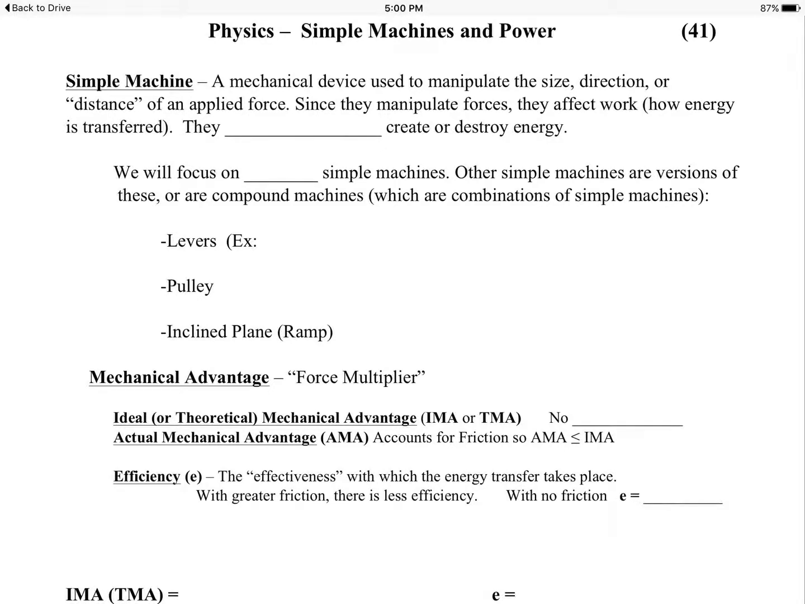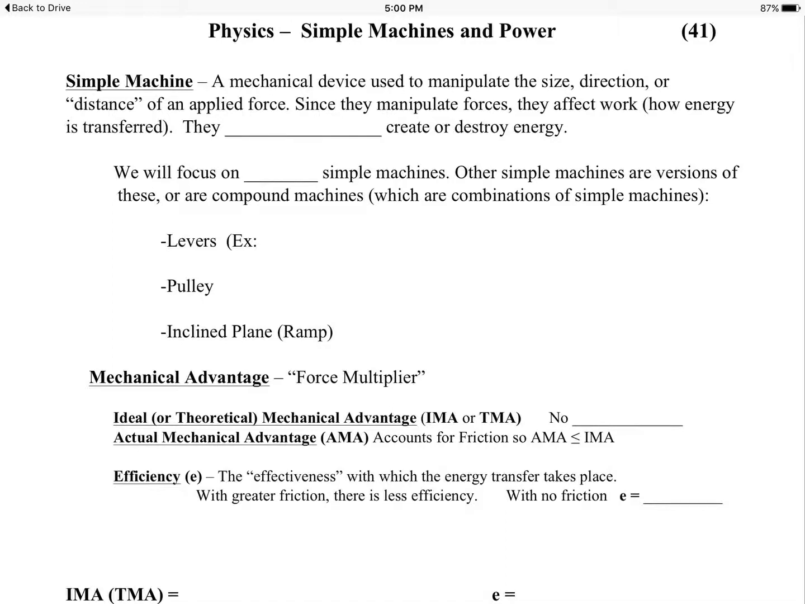Simple machines. A simple machine is a mechanical device used to manipulate forces. We will be manipulating the size, the direction, or the distance of an applied force. And since they manipulate forces, they affect how work gets done, how energy gets transferred.